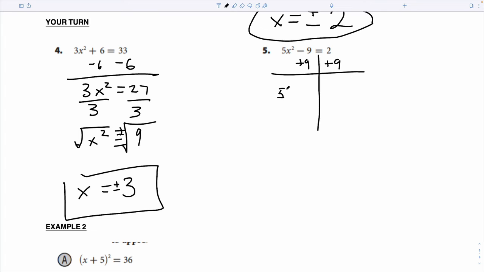This one looks weird. 5x squared equals 11. When you get to this and you divide, you'll notice that something weird happens. You don't have a perfect square. You have a weird fraction.